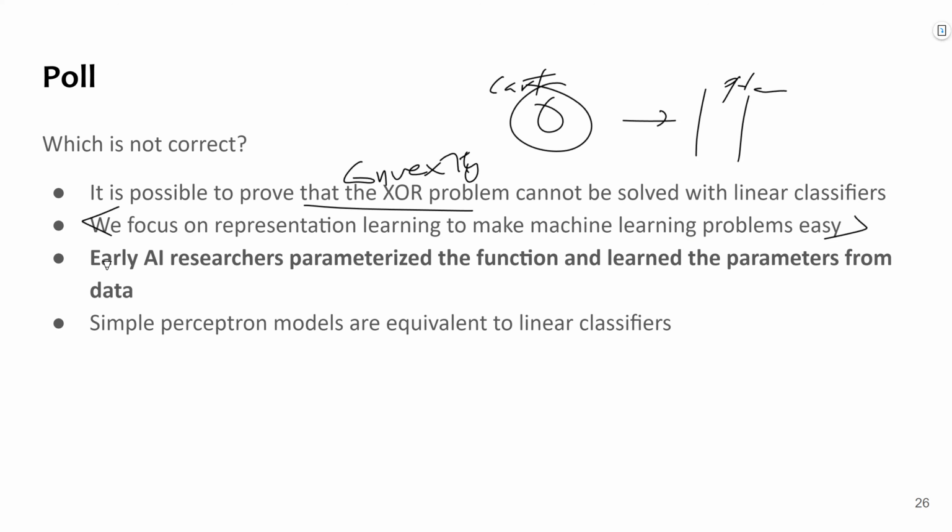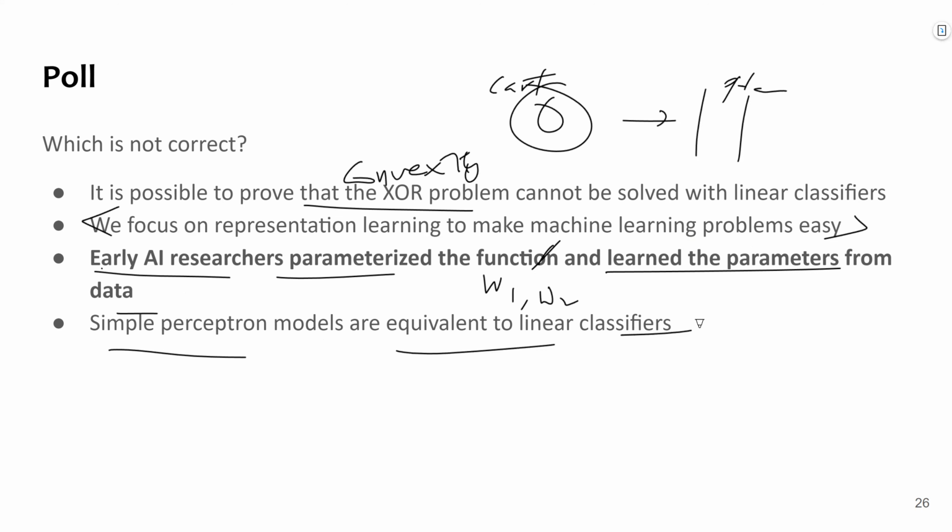And the third option says early AI researchers parameterize the function. This is correct. And learn the parameters from data. This is not quite the truth, because we chose W1 and W2 by ourselves, not automatically. And simple perceptron models are equivalent to linear classifiers, like W transpose X plus B. This is another type of linear classifier.